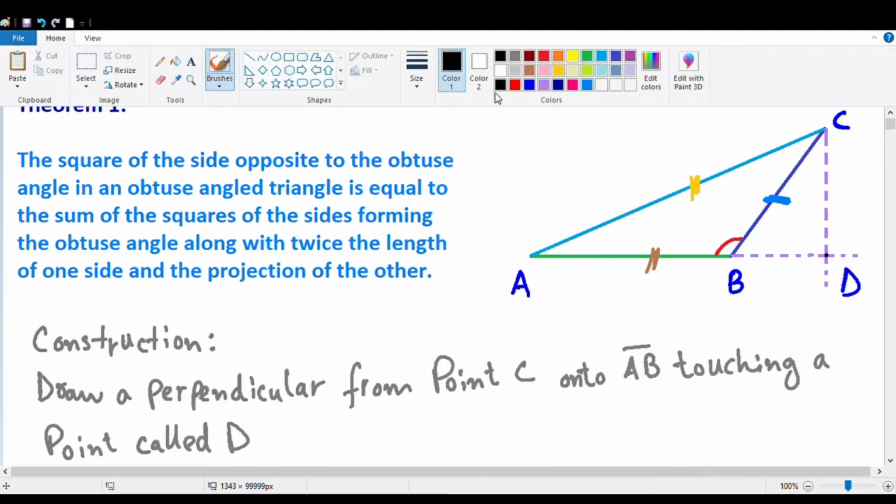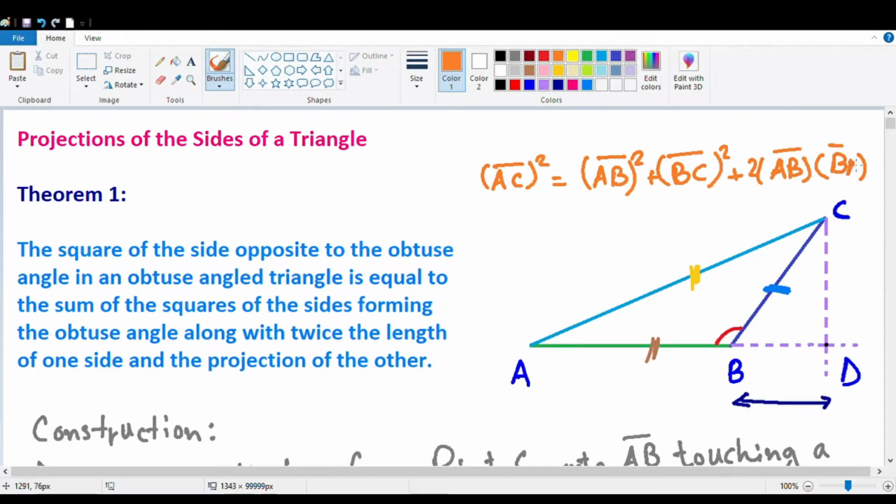This distance is the projection of this side BC. Now we have our projection, so let's go and put it in. The projection is BD, as you can see, right? Projection is like a shadow of that side. So BC, its shadow is BD, we can say, on the x-axis.